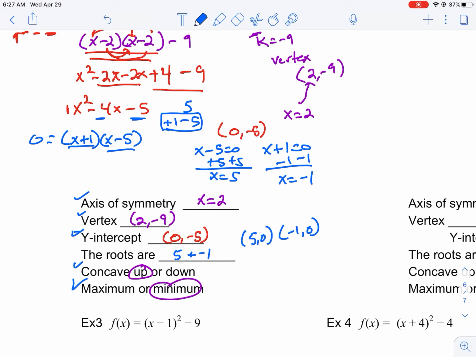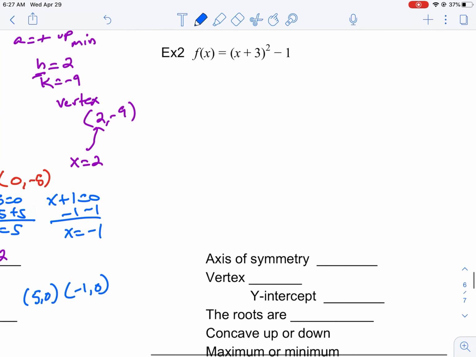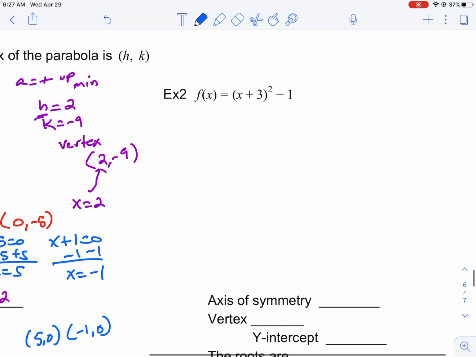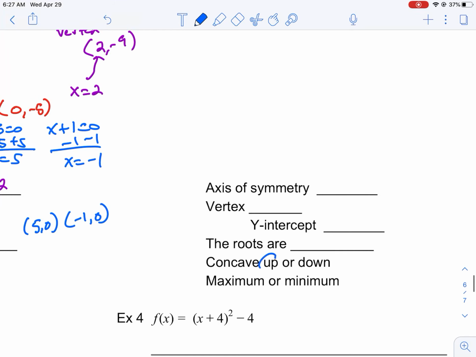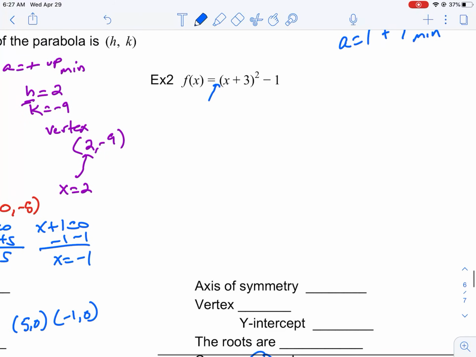1, we do some algebra and we can see, and then we factor and we can see. Okay? So we're putting it all together. So here we go. All right, what's our A value? The A value is here. So the A is 1. It's positive. So it opens up and has a minimum. So let's put that in. Up, minimum. Pretty quick. Okay?